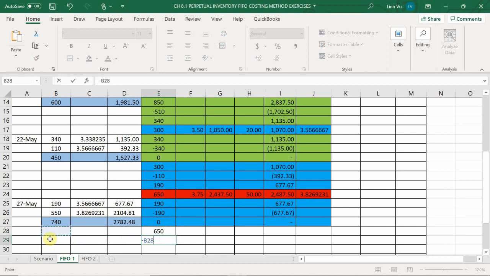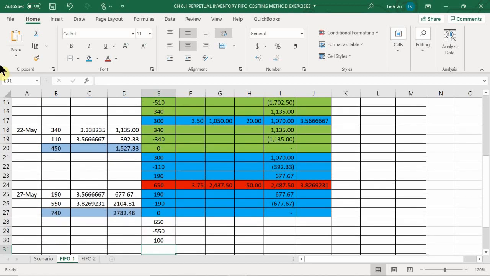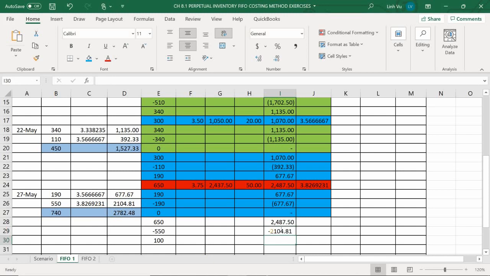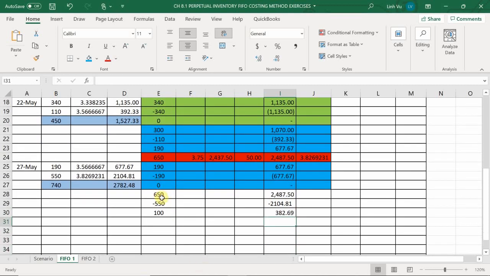All right, so we're going to eliminate that. So how much should we have remaining now? We have 100 left. Okay. Right. If I started out with $2,487.50 and I sold 2,104.81, how much should I have left? 382.69. Good.